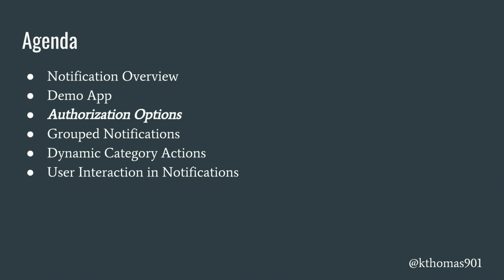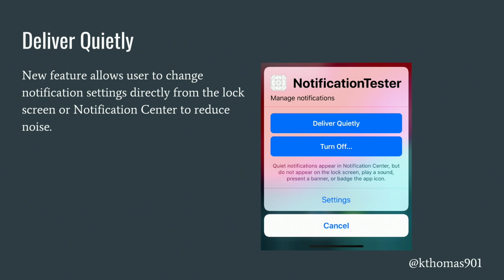Authorization options are what you set when you actually request permissions for the notification. And now, with iOS 12, Apple is allowing users to manage their notification settings directly from a notification. This means there's a couple of things as developers we're going to have to do to prepare for that. One thing is related to the Deliver Quietly feature.